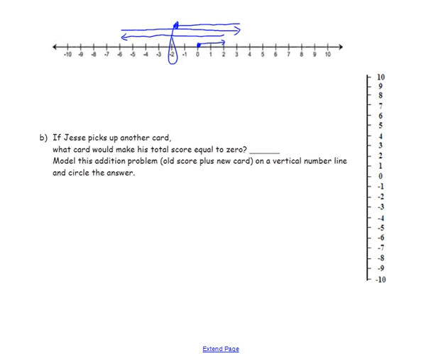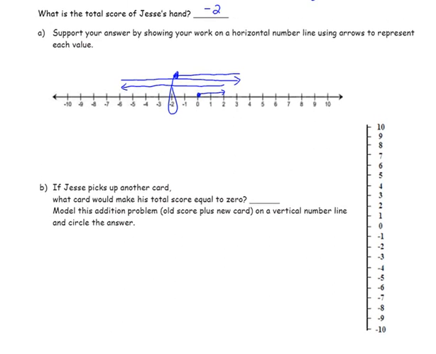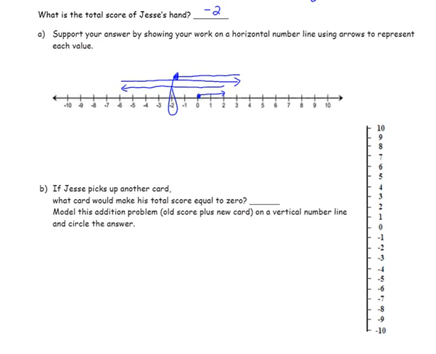Next, if Jessie picks up another card, what card would make his total score equal to 0? Model this addition problem, the old score plus the new card, on a vertical number line and circle the answer. So the old score is negative 2. In order to get a score of 0, he would need a positive 2, the opposite card. So we have negative 2 plus 2 equals 0. Again, you need the opposite of what the score is.